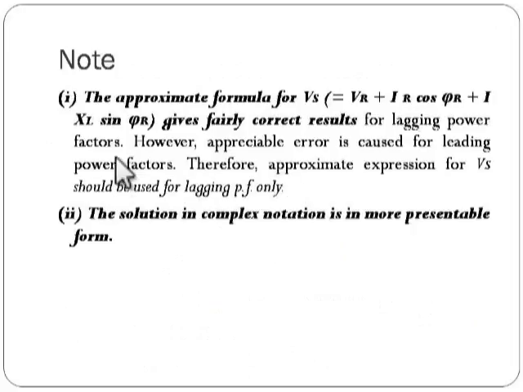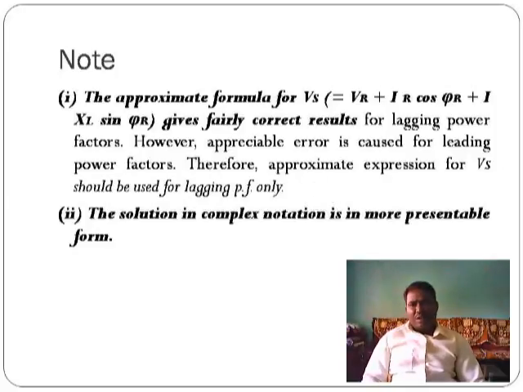Yes, two important notes have to be taken for this relation. Now the approximate formula V_S = V_R + I R cos φ_R + I X_L sin φ_R gives fairly correct results for lagging power factors. However, in some cases you may get appreciable error caused by leading power factors. Therefore, the approximate expression for V_S should be used for lagging power factor. So a short transmission line is preferred always under lagging power factor conditions only. So in this method, your solution is in the complex notation, which is in a more presentable form.